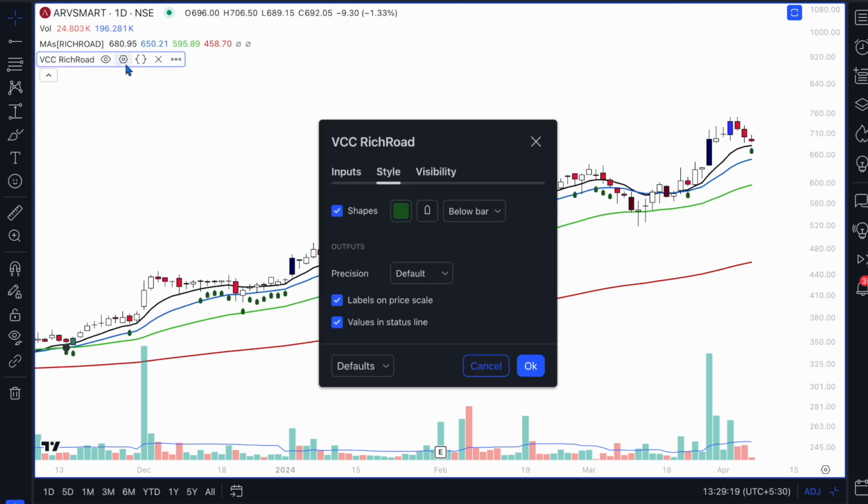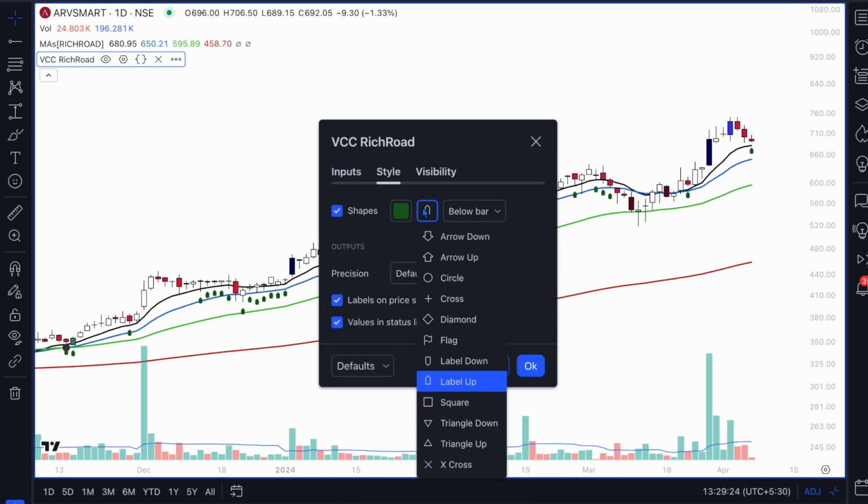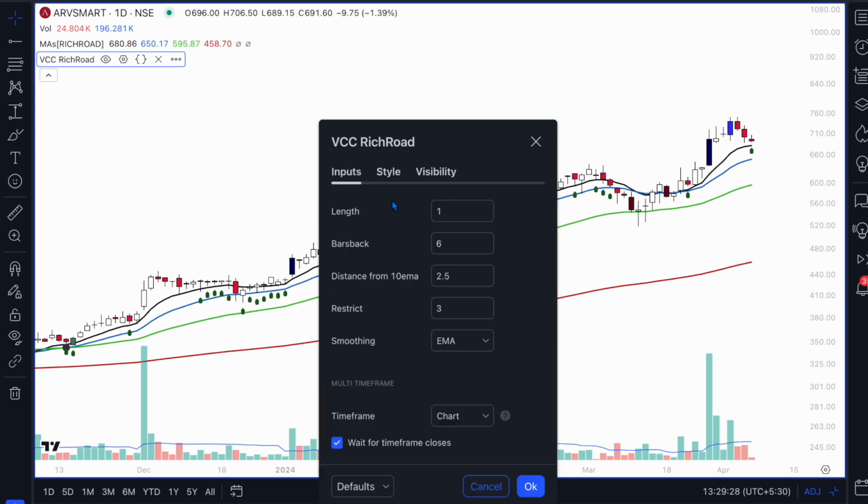Now, I'll show you the settings also. Is there anything that you need to change? Well, in style, you don't have to change. If you wish to change this shape to your liking, you may do so. In the inputs, well, length, let it be 1. Bars back: how long back do you want to go to check for the demand candle? The good candles that you want to see, you can make it 3, 4, 2, whatever you want to do. Accordingly, the indicator will change and look for the bars. But I'll advise you to keep it at 6.